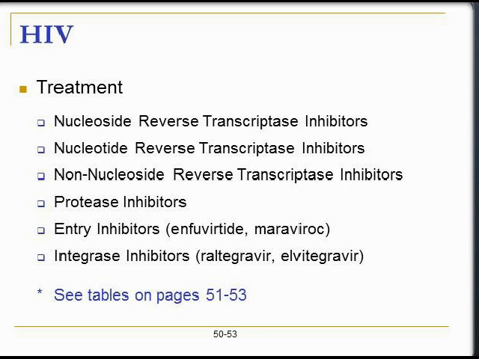I have 4 of those agents in the tables on page 51 to 53. So within the tables, I have nucleoside reverse transcriptase inhibitors, nucleotide reverse transcriptase inhibitor, non-nucleoside reverse transcriptase inhibitors, and the protease inhibitors. And then on page 50, I have information on the entry inhibitors and the agents that are now being used more and more, the integrase inhibitors. And those are on the bottom of page 50.